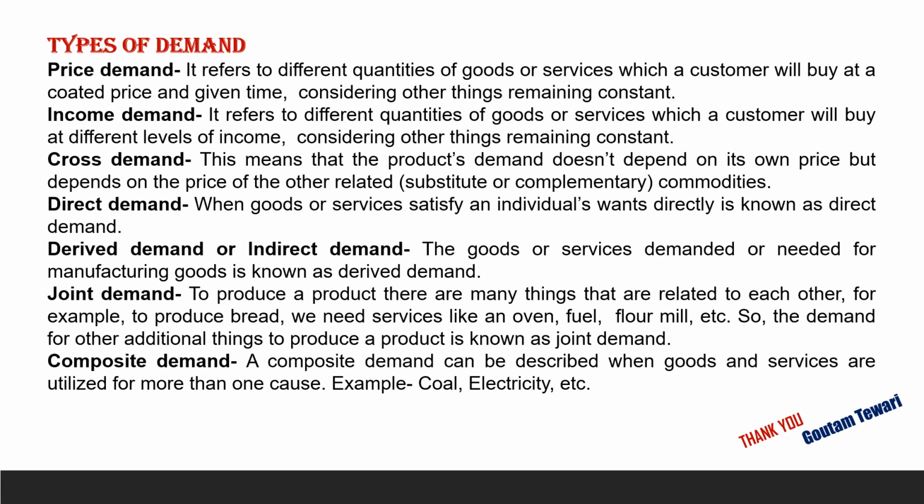And finally, composite demand. A composite demand can be described when goods and services are utilized for more than one use or for more than one cause. Example, coal. Coal is used for cooking purposes. Coal is used for making electricity. Electricity is also another example of composite demand. It can be used for household purposes. It can be used to run machineries, and it has several uses. So these are the various types of demand.